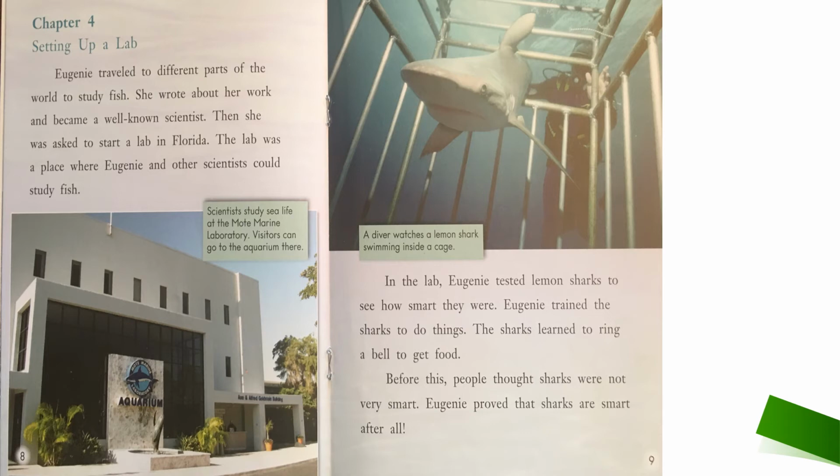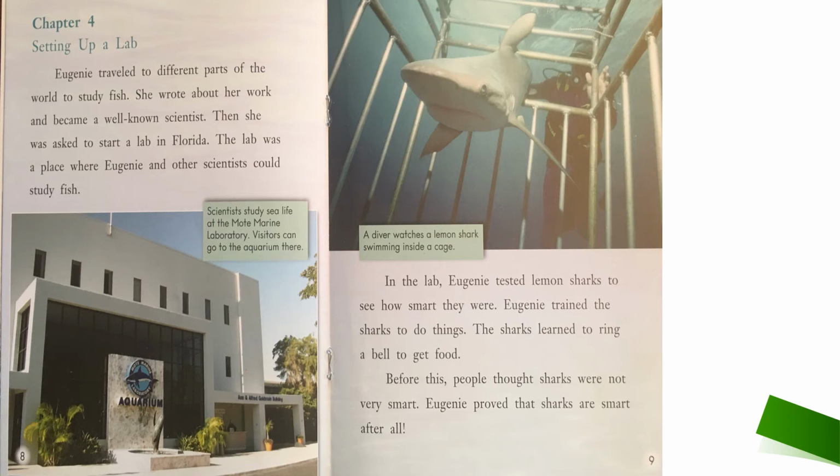And then I see a caption that's going to tell me about that photograph. It says, scientists study sea life at the Mote Marine Laboratory. Visitors can go to the aquarium there. Interesting. I used to live in Florida, so that'd be pretty cool. The next page, I see another real photograph, kind of a scary one, right? And the caption is, a diver watches a lemon shark swimming inside a cage.